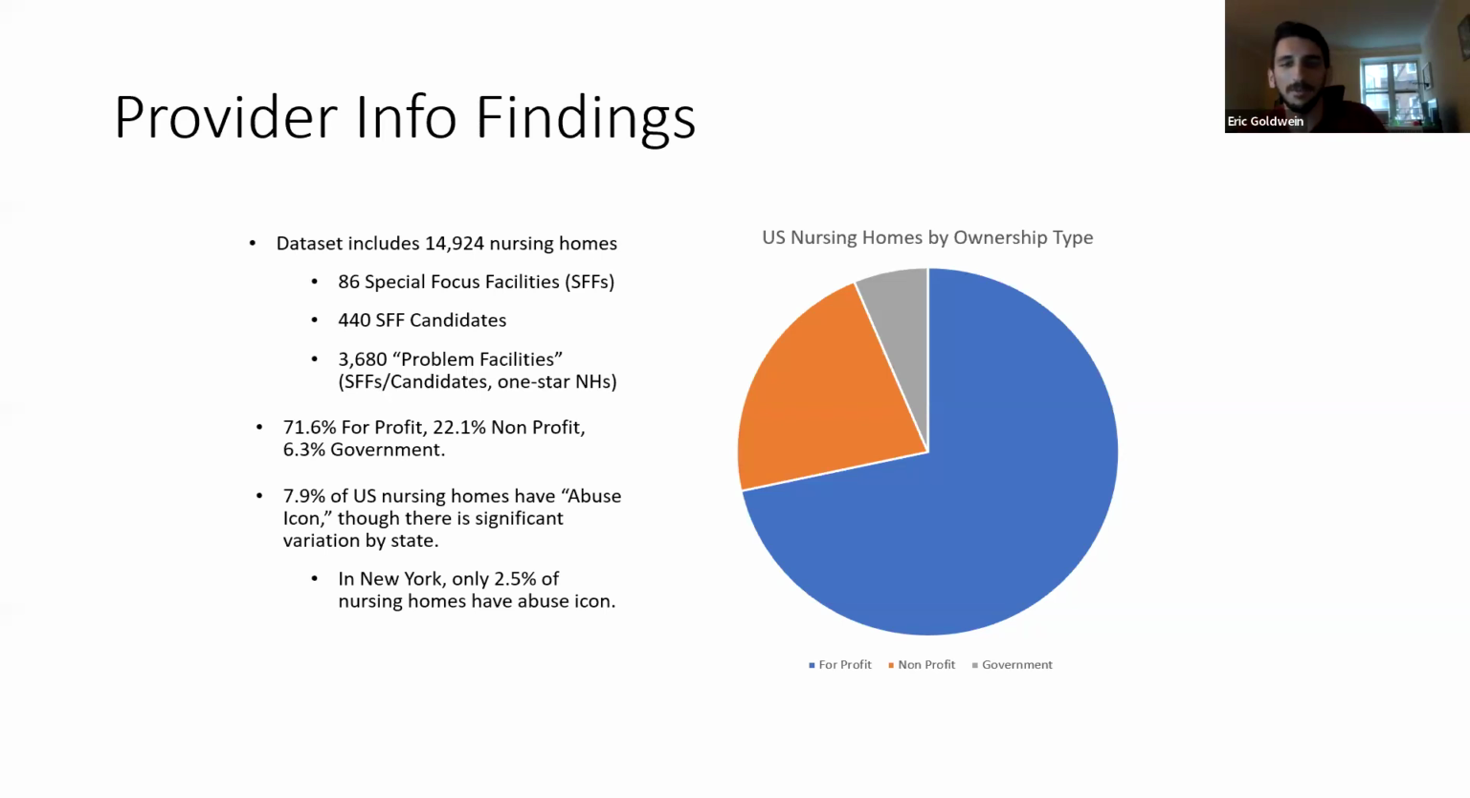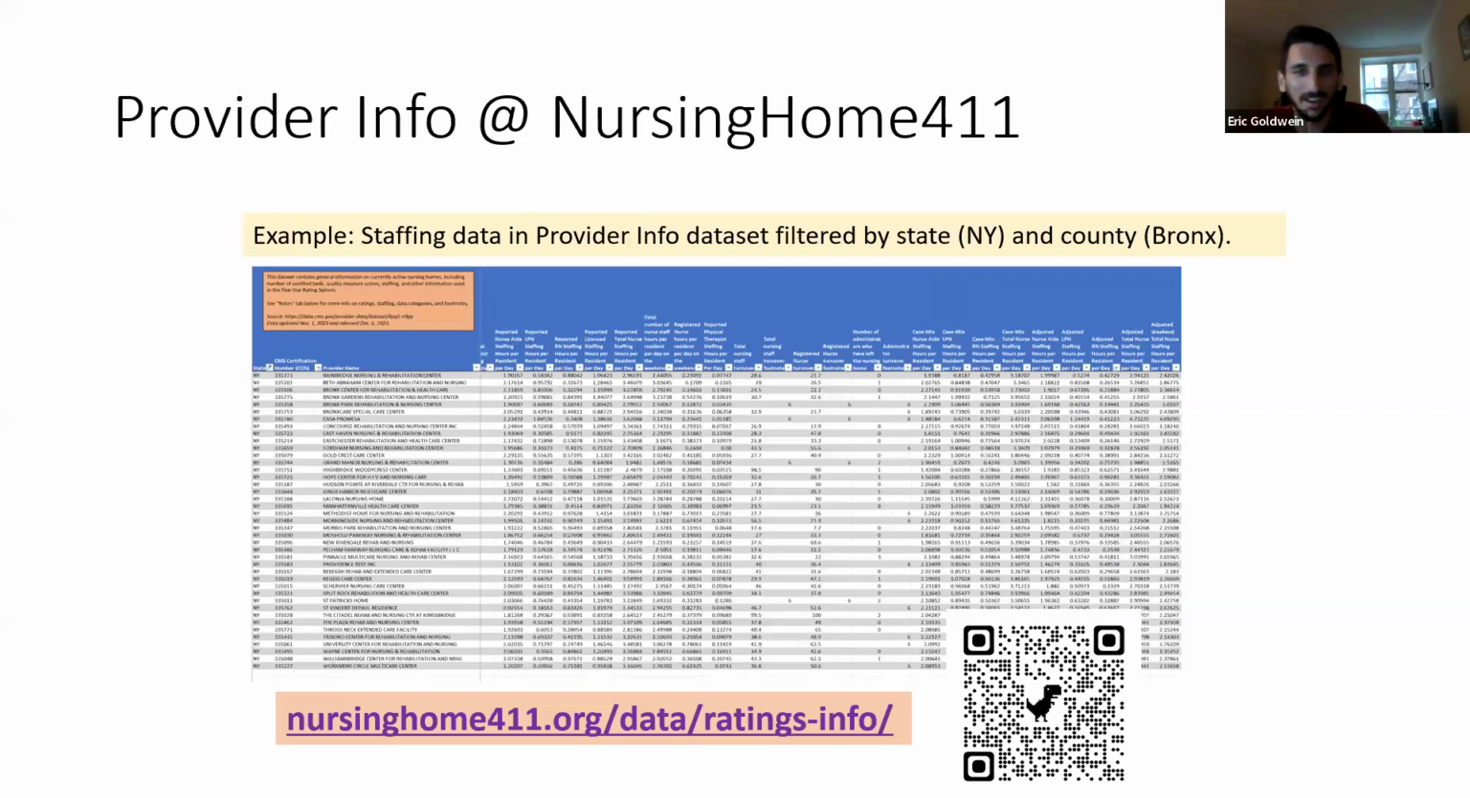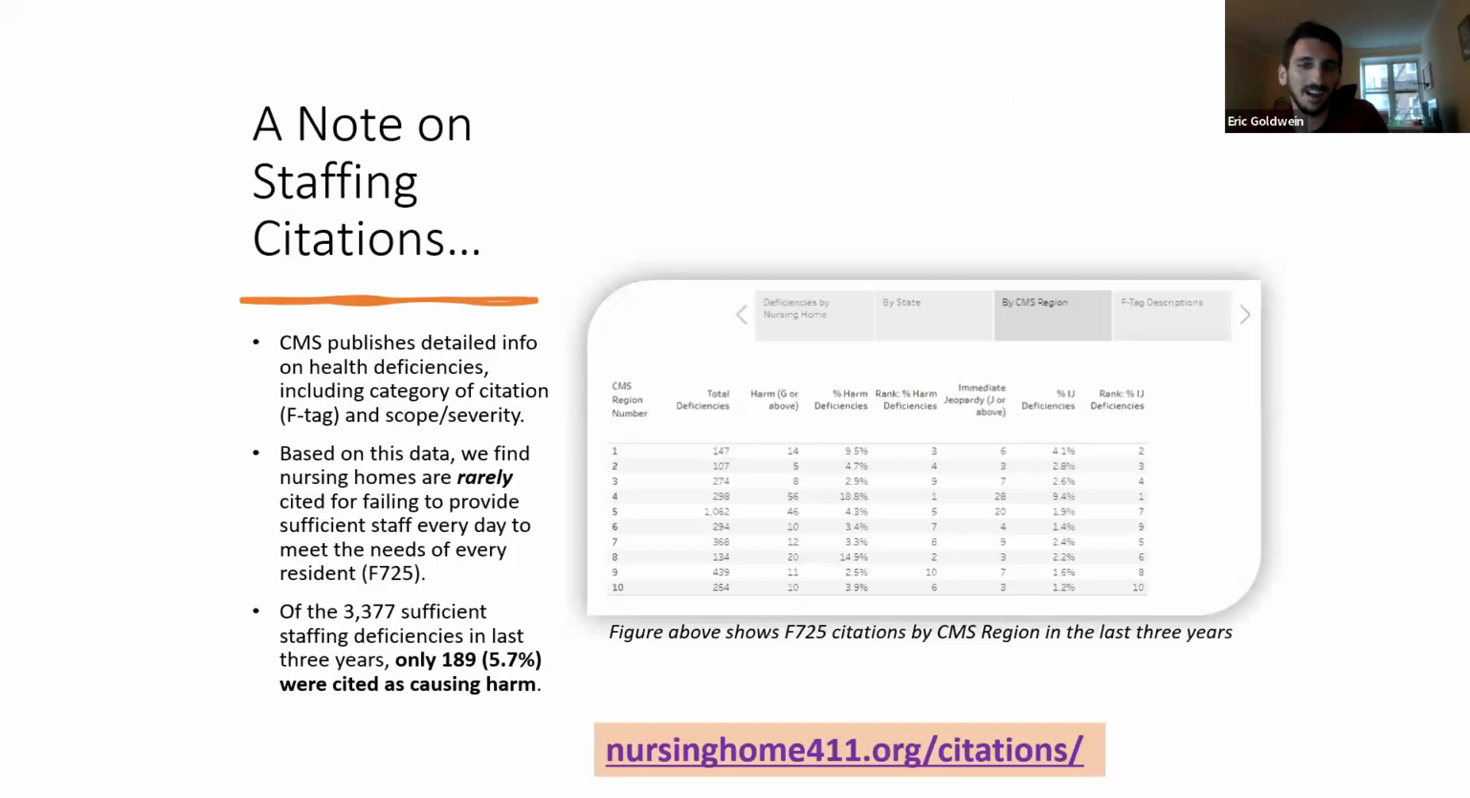Lastly, before handing it off to Anne, well, first, here's a screenshot of our provider info data set. But on our next slide, a quick note on staffing citations. We've touched on enforcement, but I think this is a telling slide here. We at LTCCC publish CMS data on health deficiencies. CMS posts detailed information on citations, including the category, which is the F tag, and the scope and severity. And I just decided to look at how often sufficient staffing is being cited.